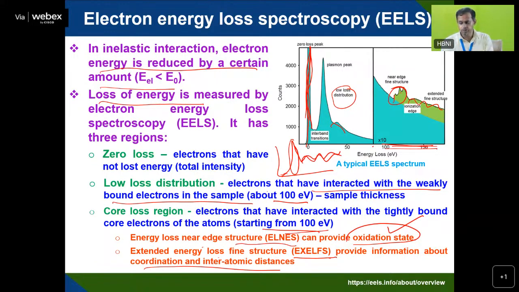So you will get this information mainly because it is a one-to-one electron interaction, rather than a multi-electron one. Because of that, you are able to get all this information, including oxidation state.